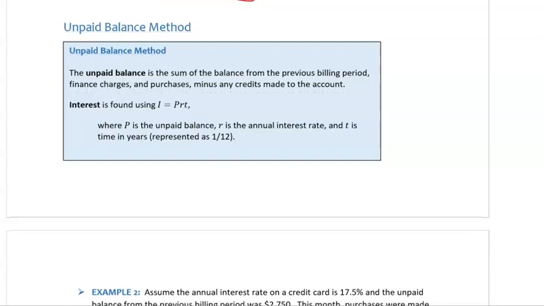The unpaid balance is the sum of the balance from the previous billing period, finance charges, and purchases, minus any credits made to the account. Interest is found using the simple interest formula I equals PRT, where P is the unpaid balance, R is the annual interest rate, and T is time in years. For this method, time is represented as 1/12.